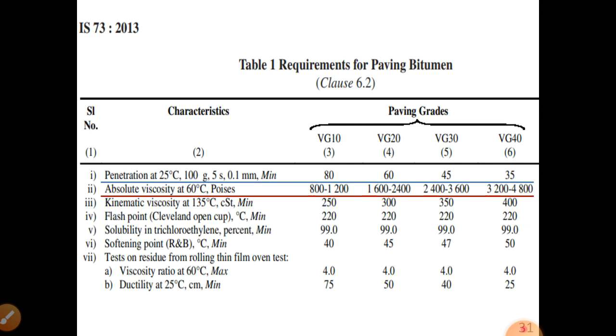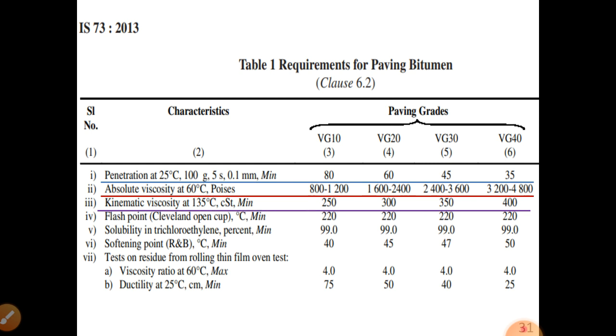Absolute viscosity or dynamic viscosity measured at 60 degrees centigrade in poise. For VG10, absolute viscosity, dynamic viscosity is 800 to 1200 poise. For VG20, 1600 to 2400 poise. For VG30, 2400 to 3600 poise. And for VG40, 3200 to 4800 poise.